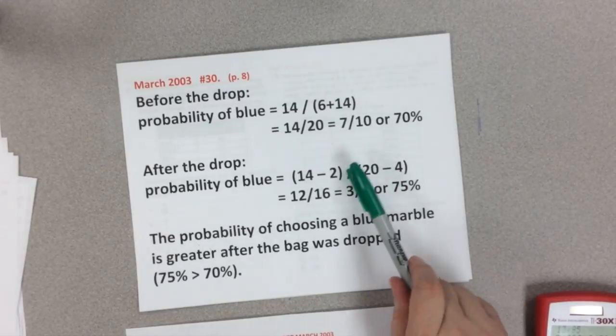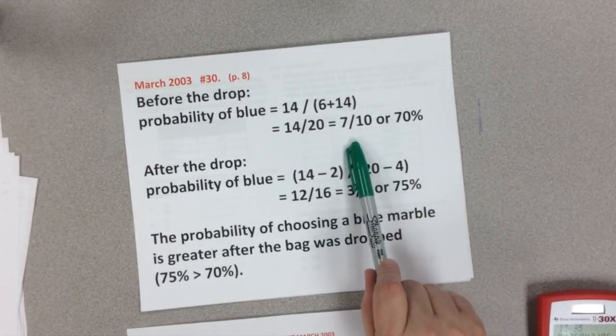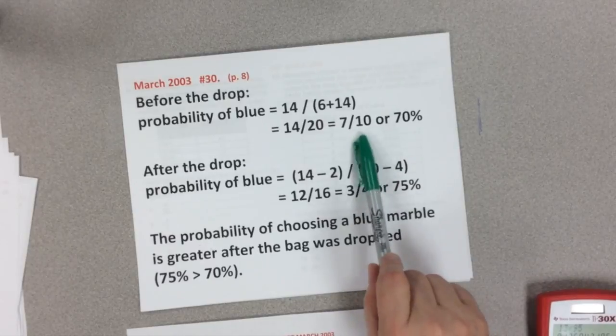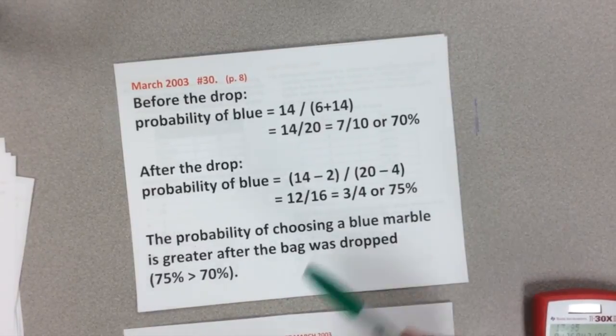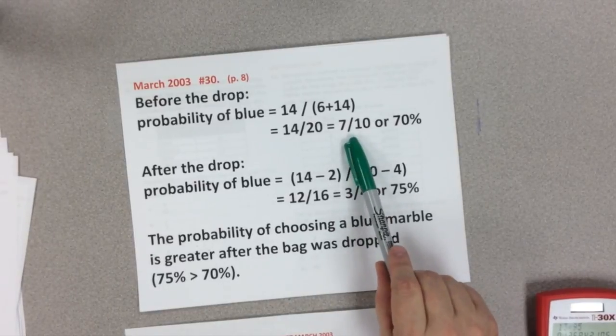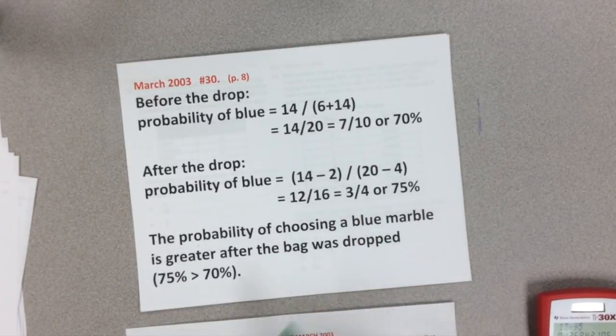And again, on your calculator, you can turn these into a decimal, because sometimes it's hard to tell by looking at the fraction which one's larger. Turn them into a decimal either by dividing or by using the fraction decimal key.